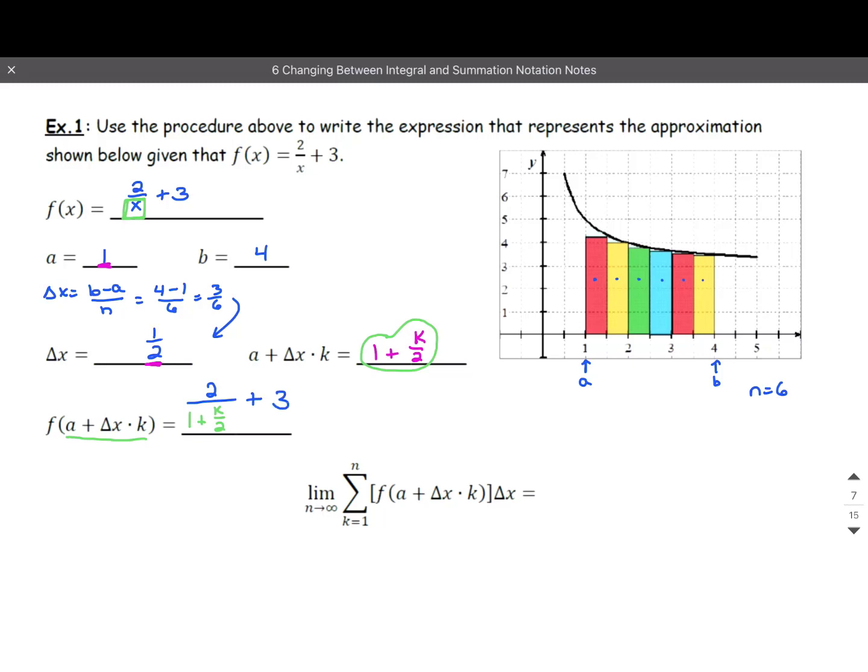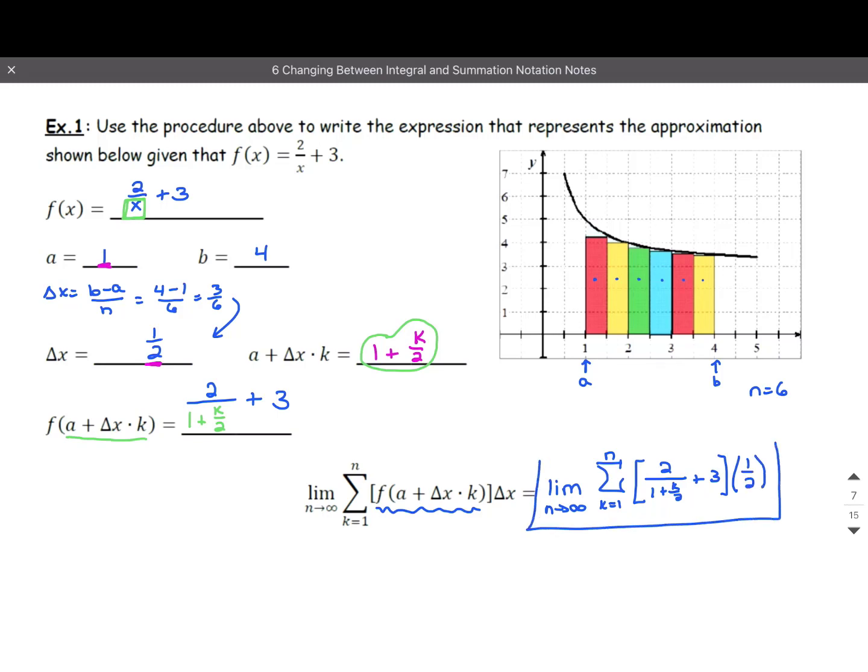Now we're ready to write our limit. So this is going to be the limit as n heads to infinity of the summation as k goes from 1 to n of, now our f of a plus delta x times k is 2 over 1 plus k over 2 plus 3, times our delta x, which is 1/2. And now we have our limit.